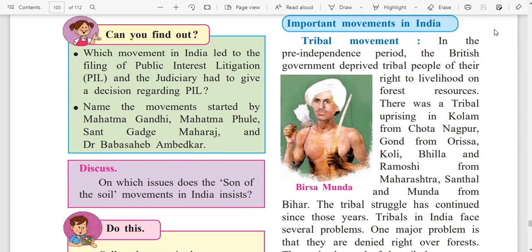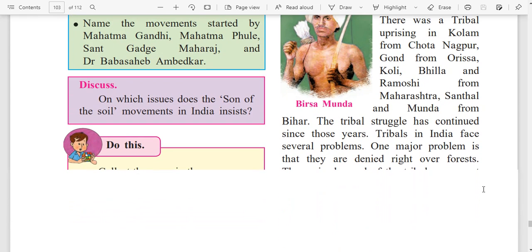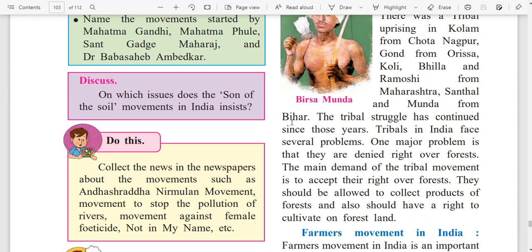Important movements in India. Tribal movement. In the pre-independence period, the British government deprived tribal people of their right to livelihood on forest resources. There was a tribal uprising of Kol from Chota Nagpur, Gond from Orissa, Koli, Bhil, and Ramoshi from Maharashtra, Santhal and Munda from Bihar. The tribal struggle has continued since those years.